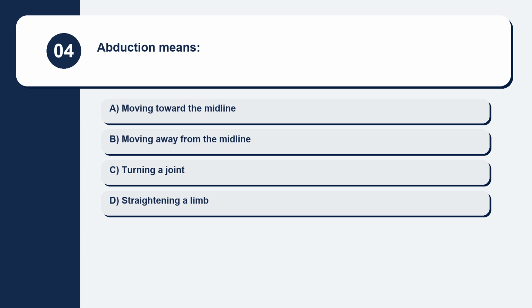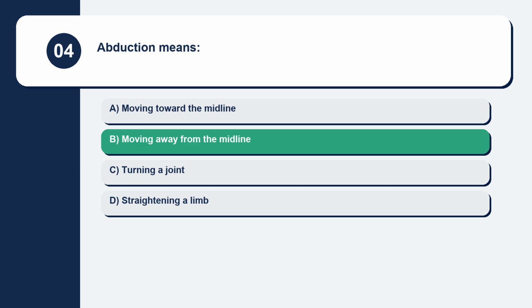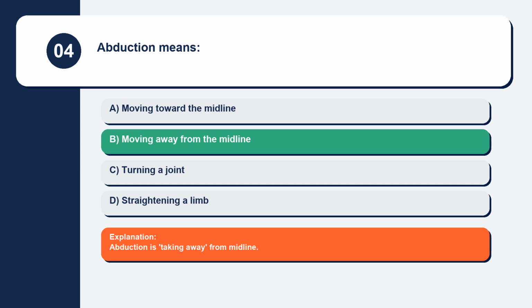Question 4. Abduction means: moving toward the midline, moving away from the midline, turning a joint, or straightening a limb. Abduction is taking away from the midline.